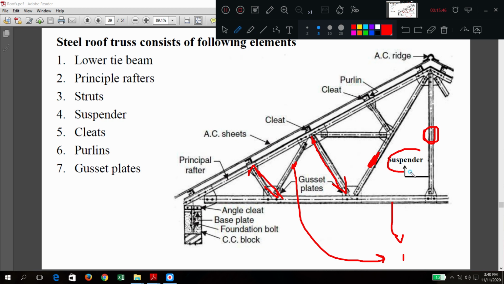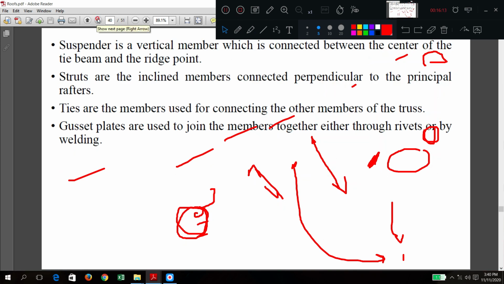Another name, generally they call it a suspender. Don't worry about all this. Principal rafter, AC sheet, cleat, purlin, ridge. Ridge is the highest point. So all these you have studied. Here they have angle cleat at the base, base plate, foundation bolt, concrete block. This is the connection at the wall. So everything we have seen.